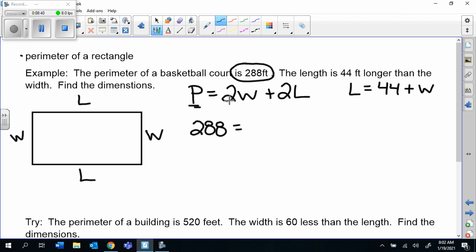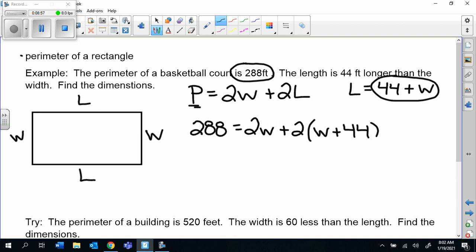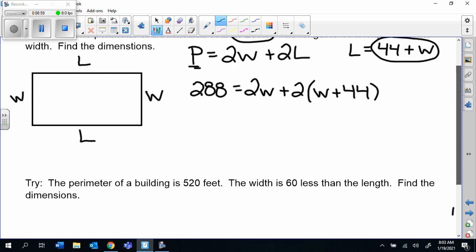And so the 2W, that's not going to change, plus the 2 times the length. And so instead of writing the length, I'm going to express it all in the same variable. I'm going to use that right here. This is before we get into substitution and elimination with two variables, but this is very similar to some things that you would do in that chapter as well. All right, so now everything is just in W. I am going to distribute this next.